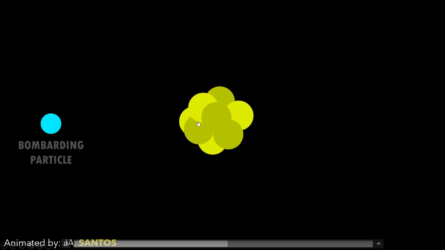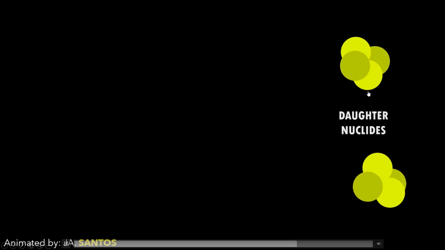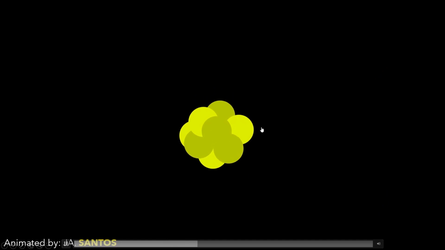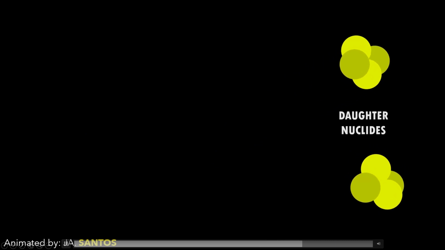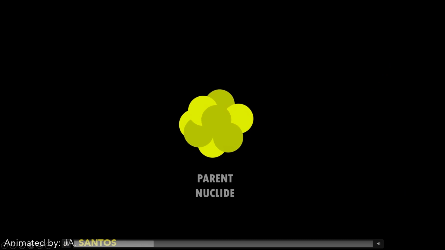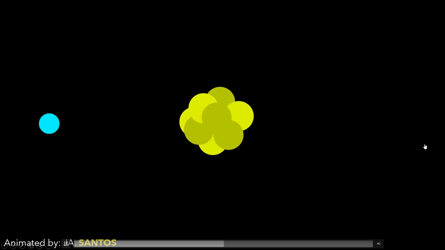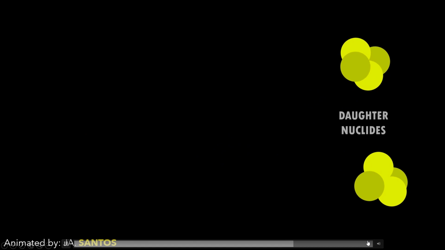nuclide. Remember, the parent nuclide is the starting nuclide, and these ones are called daughters. It's just like a chemical reaction, as we said earlier: the parent is like the reactant, and the daughter nuclide is like the product. So that is your nuclear reaction. We started from a bigger one and ended with two daughter nuclides that are actually smaller.